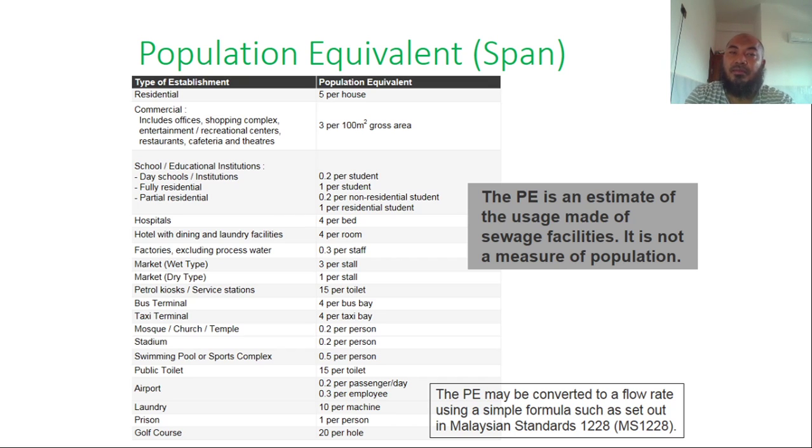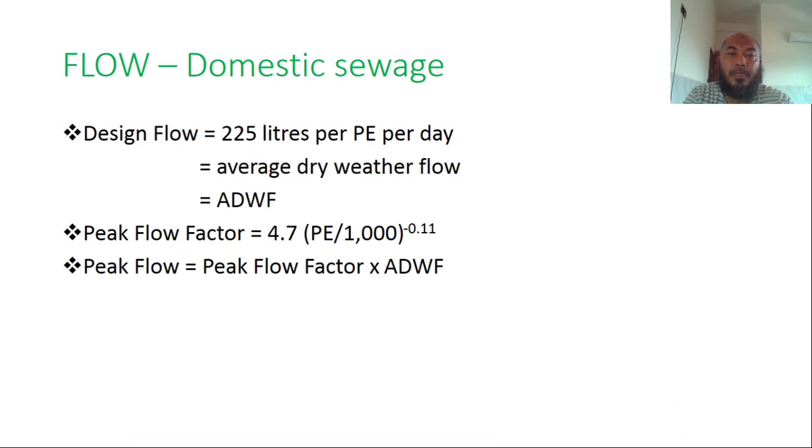Okay, so don't confuse this with population. This is not a population. This is just an estimate of the usage of the sewage facility. This one we did show you. So this is design flow. Let's say design flow is 225 liter per PE per day average dry weather flow.